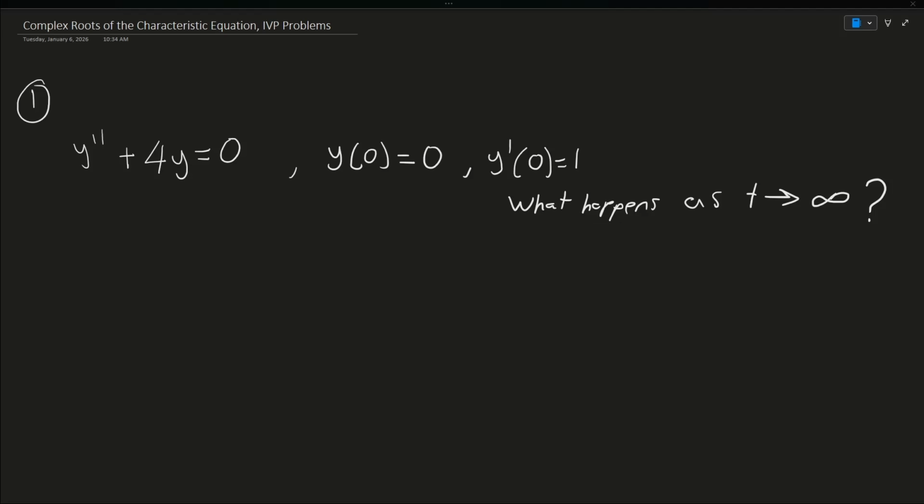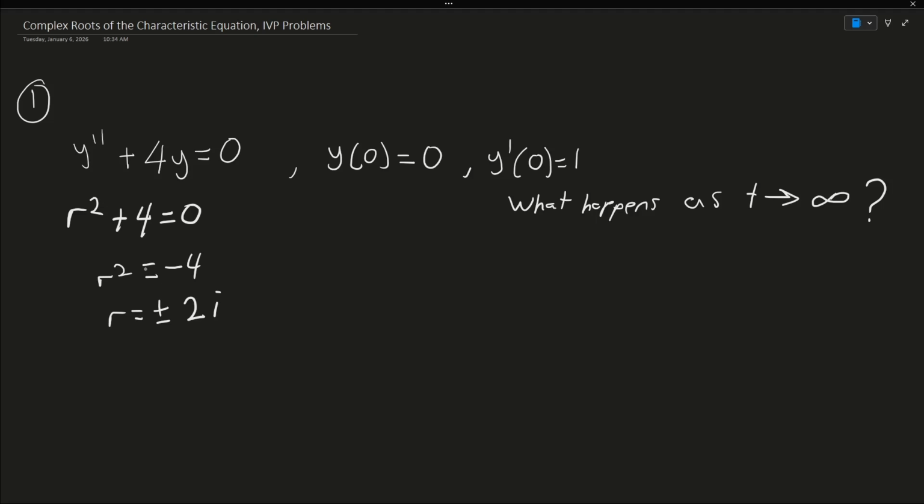Now, the first thing we want to do is, since we have this second order differential equation, put this in the characteristic equation form. So we would have r squared plus 4 equals 0. Now, if we solve this from algebra, we can say that r squared equals negative 4. Therefore, r is going to be plus or minus 2i. So these will be our roots.